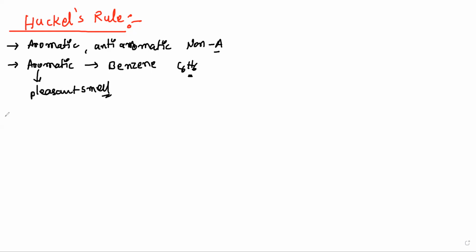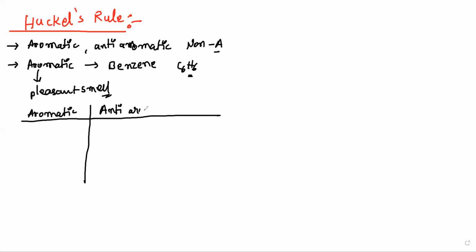But some rules are introduced to explain the aromatic nature of any compound. First of all, aromatic: some conditions are given for it to be aromatic. Next, anti-aromatic. The third one is non-aromatic nature. Anti-aromatic, aromatic, non-aromatic. So all compounds which are aromatic in nature should be in cyclic form.